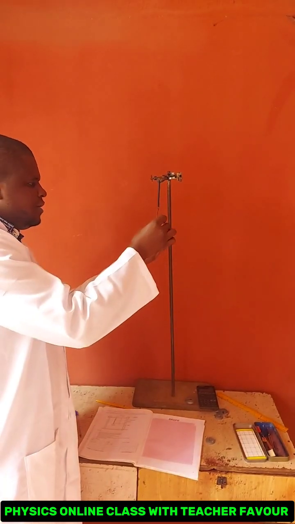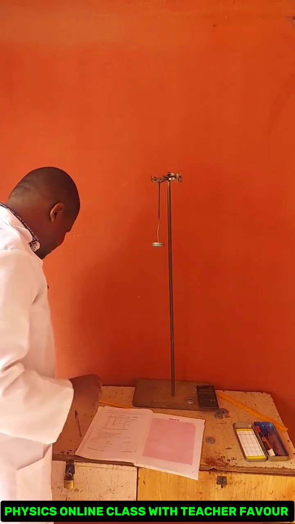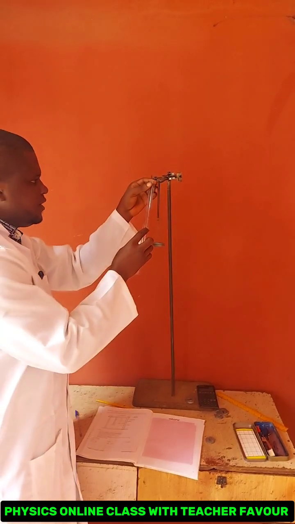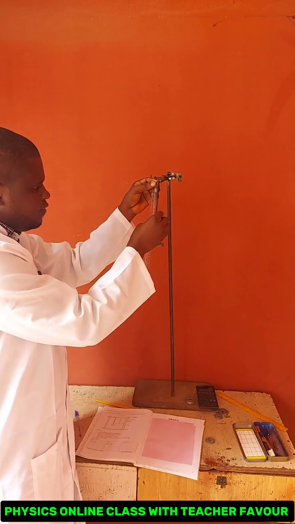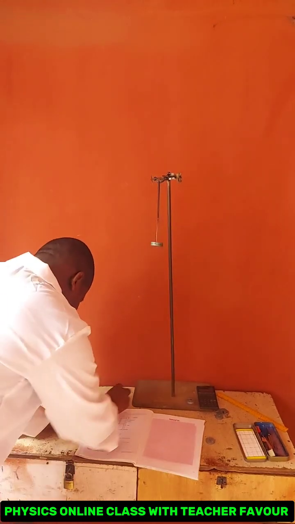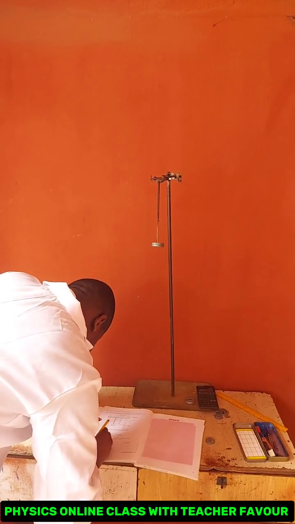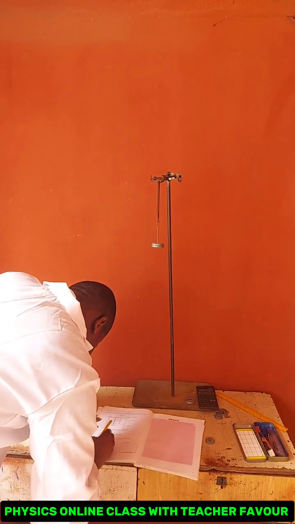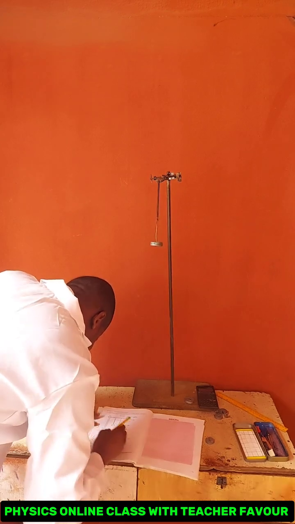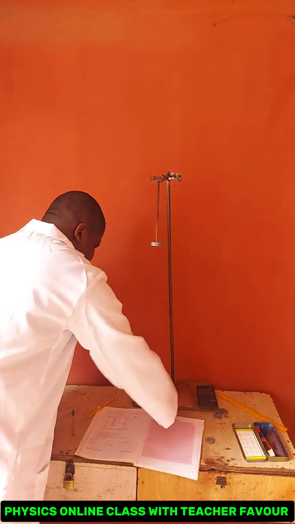This is 50. If I add it here, it becomes 100. I will measure the length again. 12.0. So I'll write 100.00. Here will be 12.00.